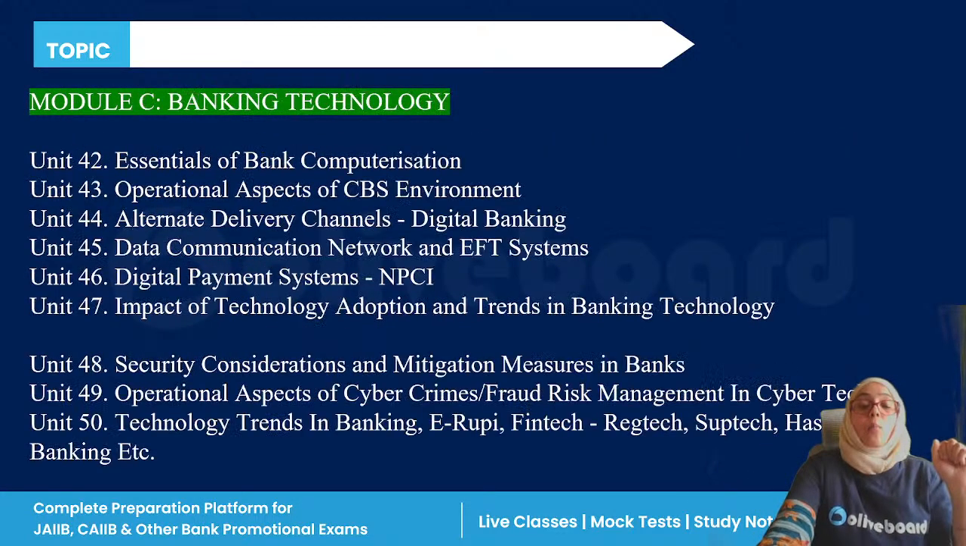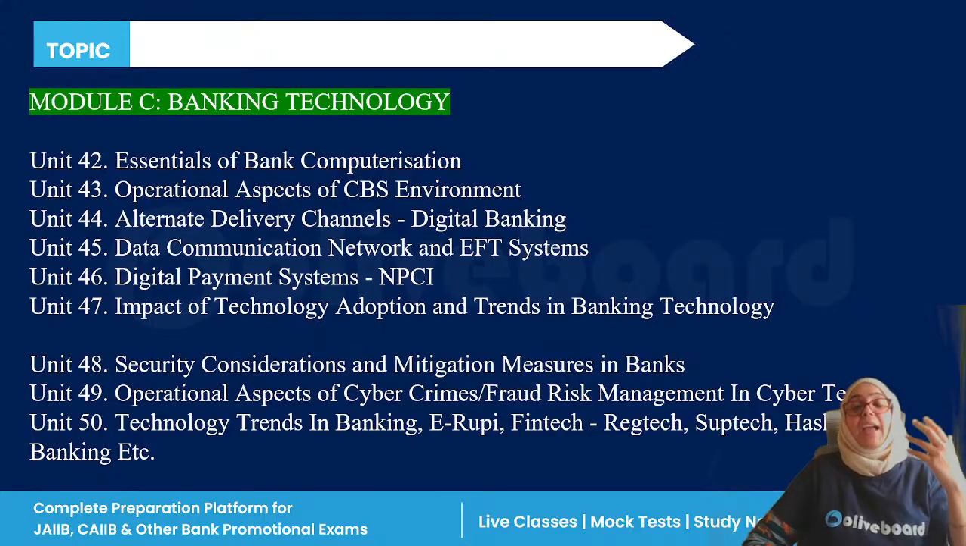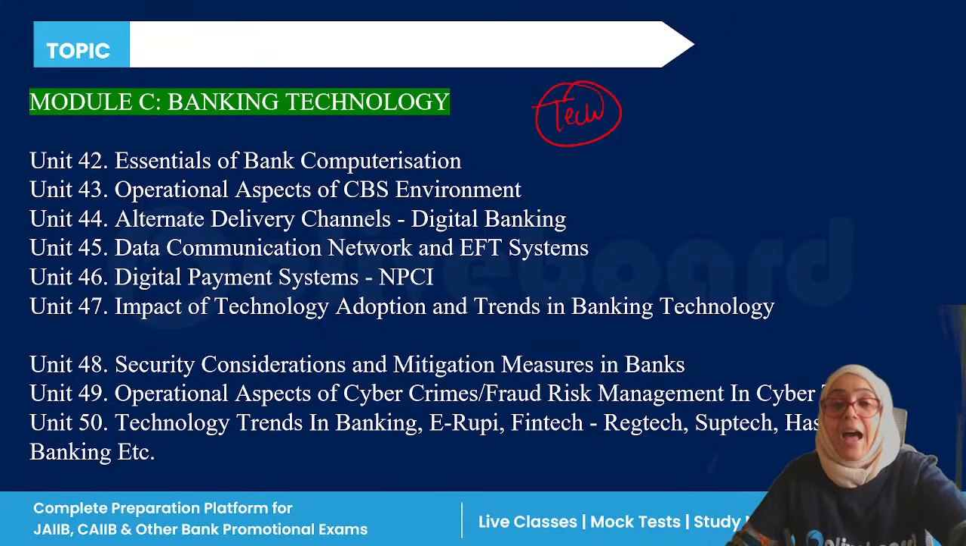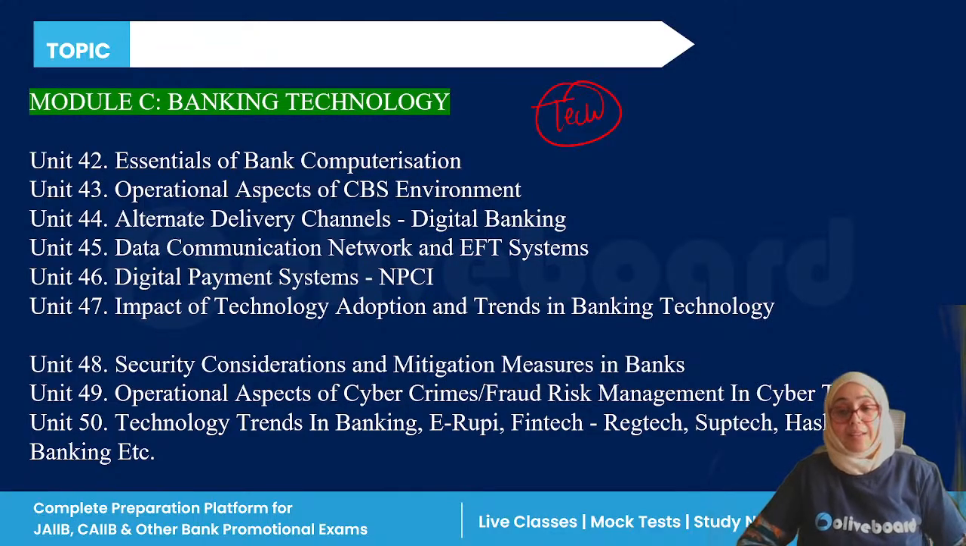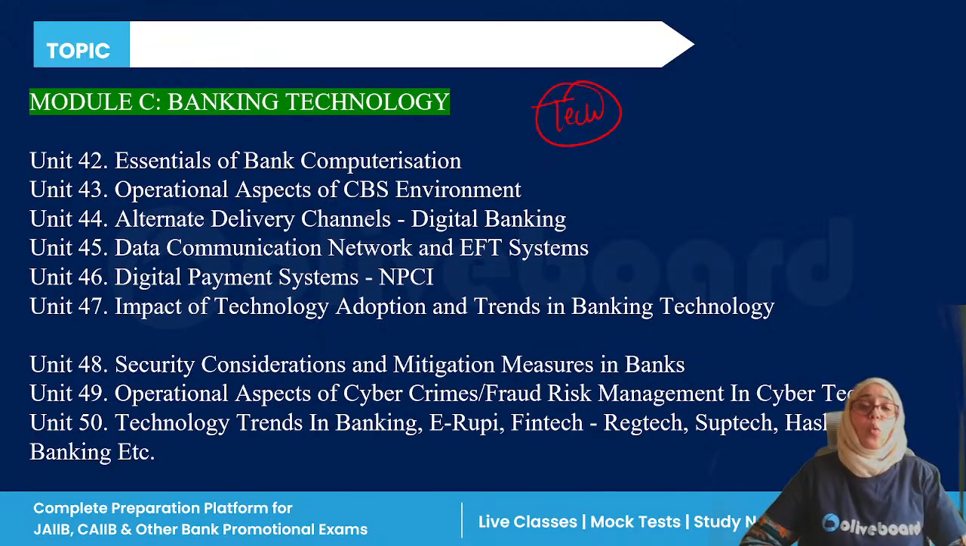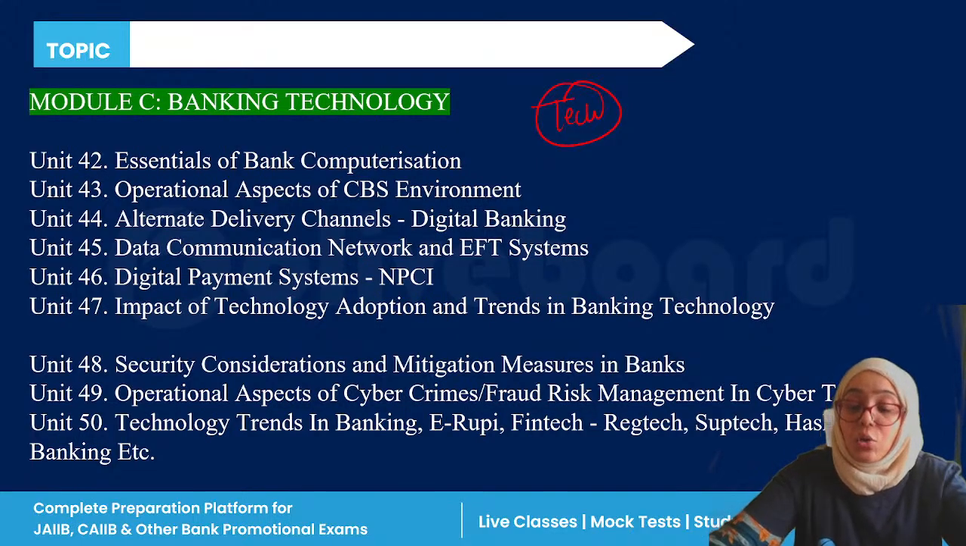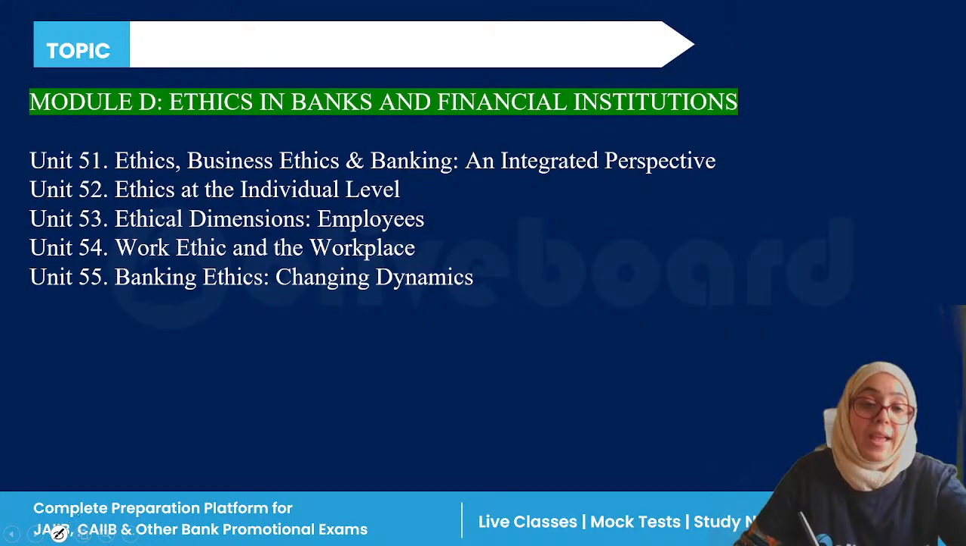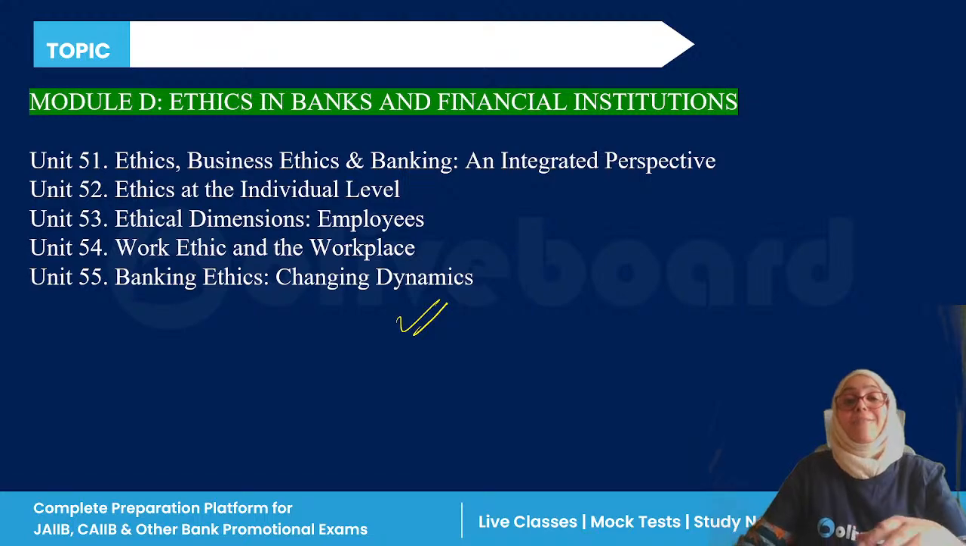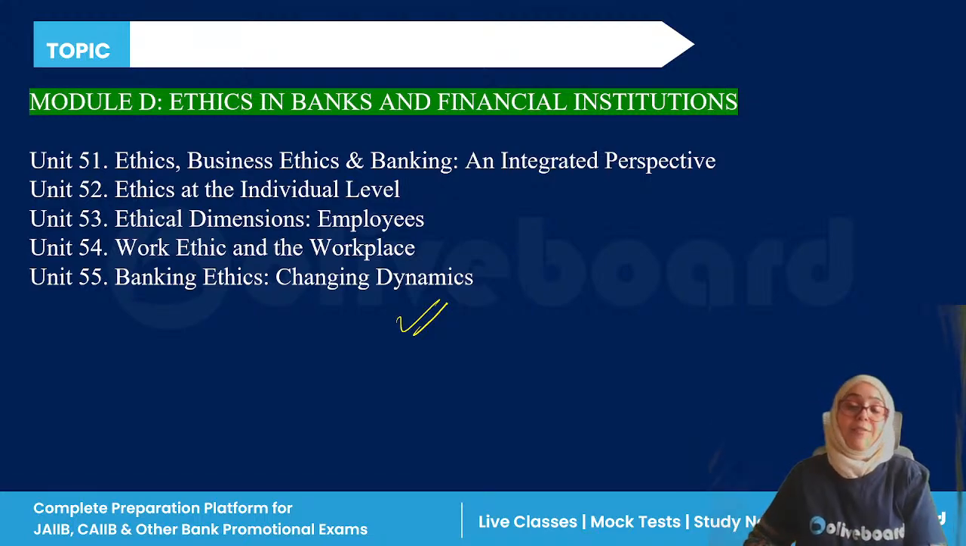Now, module C is all about technology and we have 9 units, okay? So it is a completely tech-based module, but the chapters are very lengthy in module C. And module C is actually a very scoring module. And last is module D. Module D is all about ethics, and again, module D is a very scoring module. Only 5 units are there and very scoring, right?